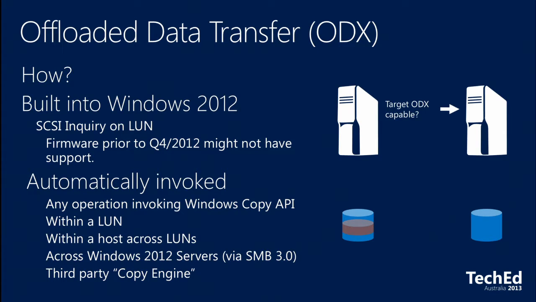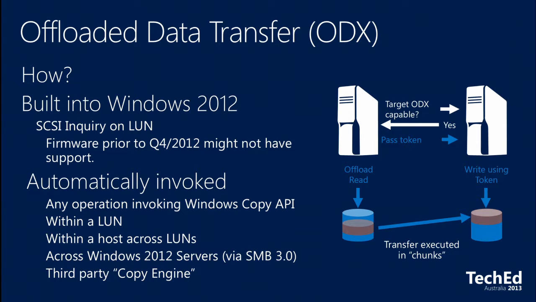So if we look at it from the SMB3 side, we have two hosts, and I want to move a file across. It basically talks to the other host and says, hey, are you using a LUN that's ODX capable? The host says, yes, I'm using an SMB3 share that supports ODX. It will pass a token, and a token is a representation of the data it wants to move over. It passes that over to the other host, and there's an offload read and write token, and the storage array transfers the data in what we call chunks. So they're blocks of data.